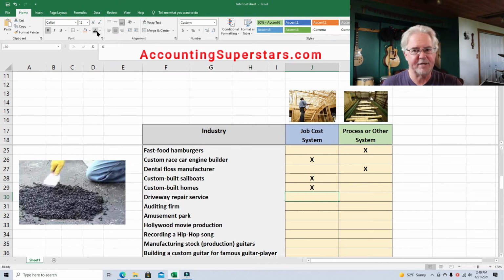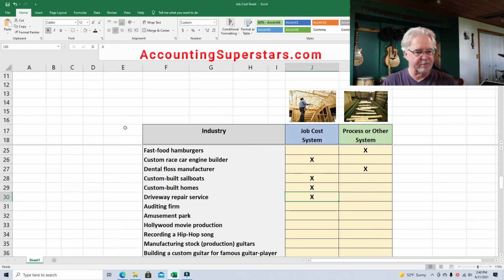Every driveway is going to be different. Every driveway is going to be a different size. Maybe some driveways are large and some are tiny, and maybe some driveways have horrible holes in them, kind of like my driveway right now. I've got to fix my driveway. And maybe some driveways just need resurfacing. Who knows? Auditing firm, that would be a job cost because every company audited is different and requires different tasks and techniques.